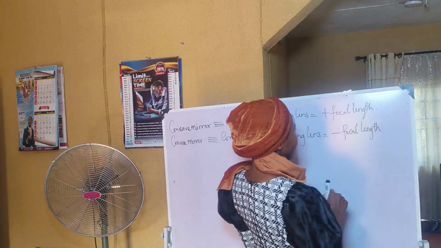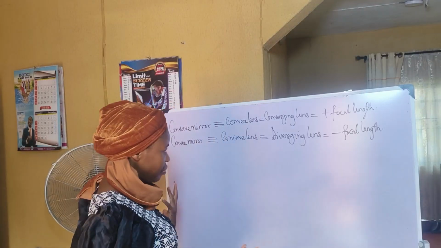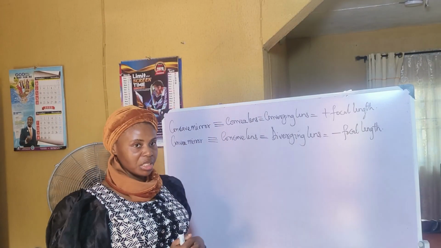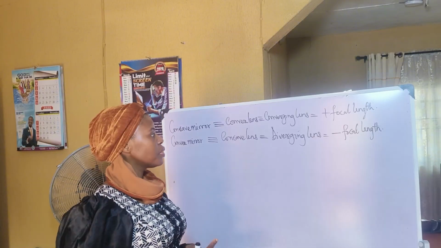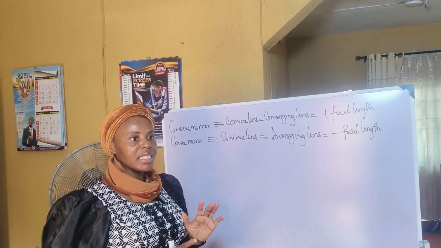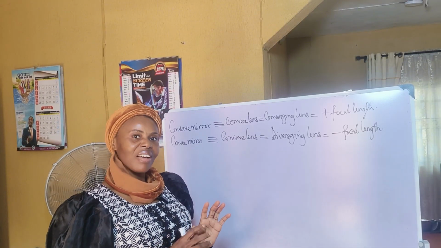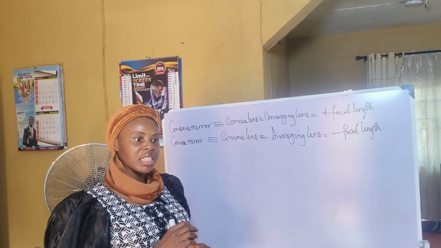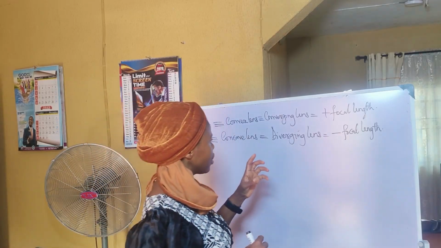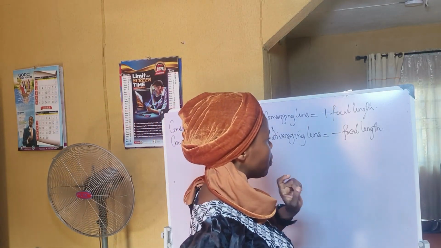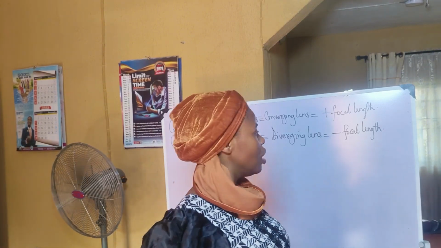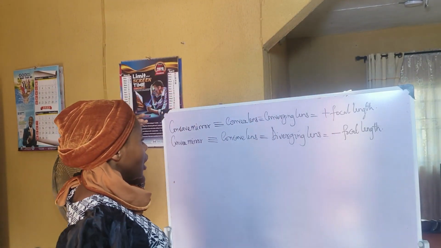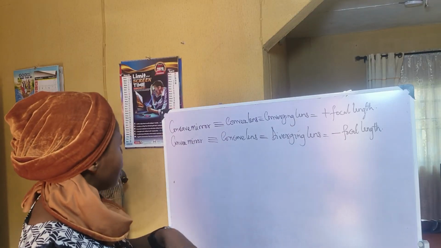Then, when we are doing mirror, we have 5 possible positions where the object can be placed, and each of these positions has a unique characteristic that the image will have. You understand? The characteristics of the image at each position are unique and peculiar to that position. So before we do so, let's look at this formula.